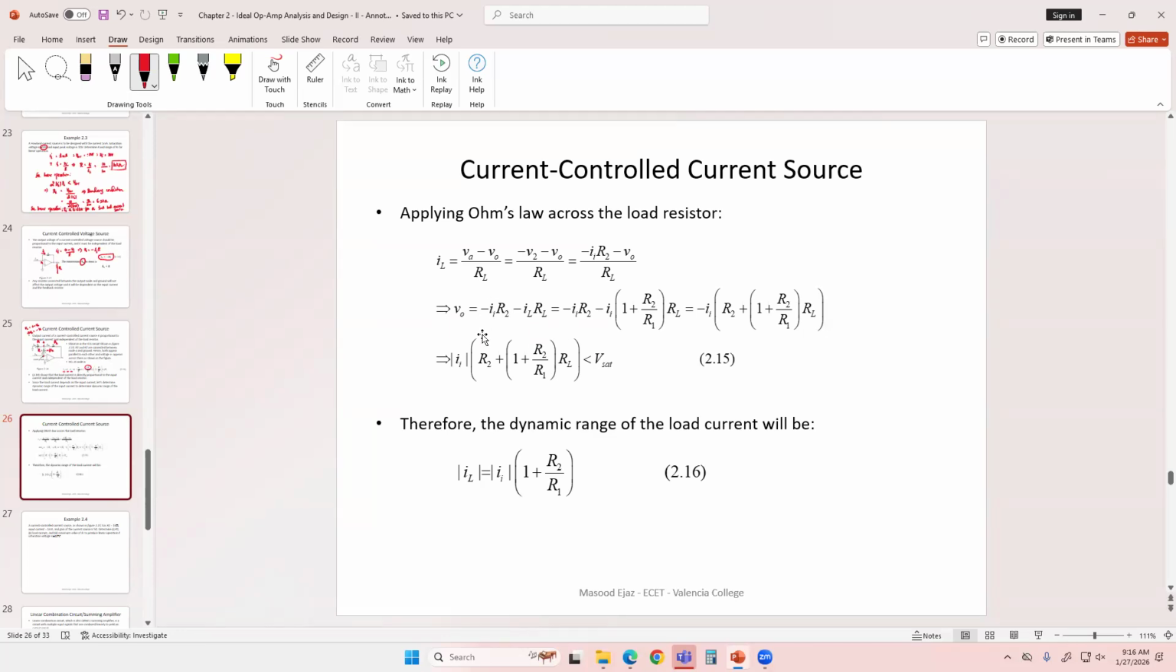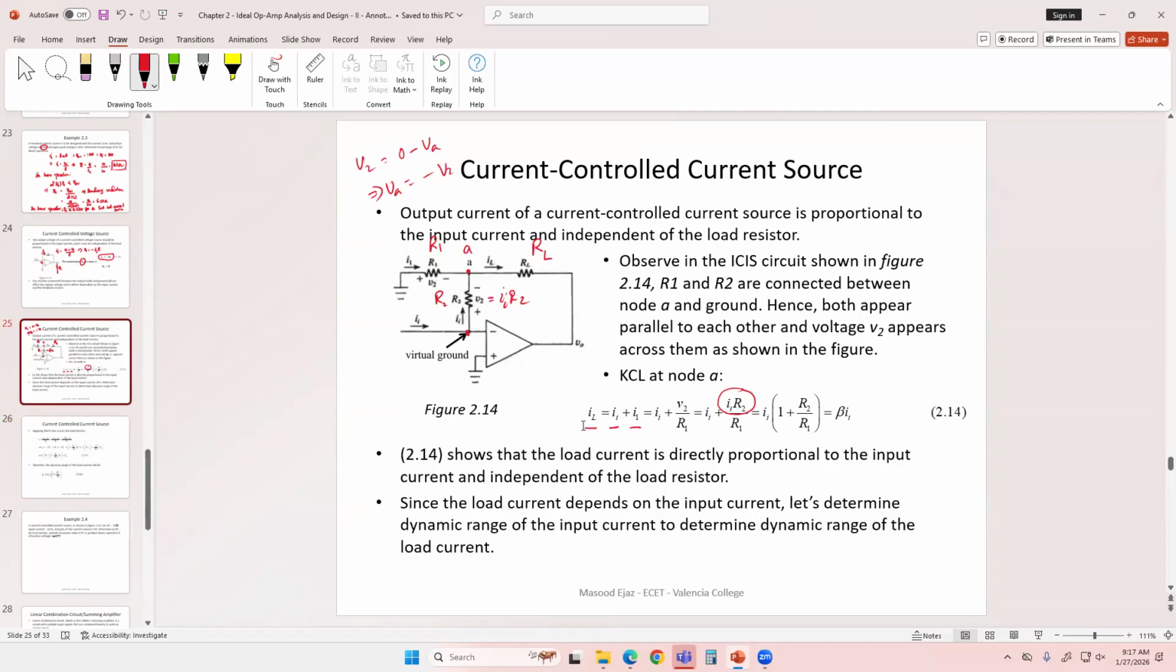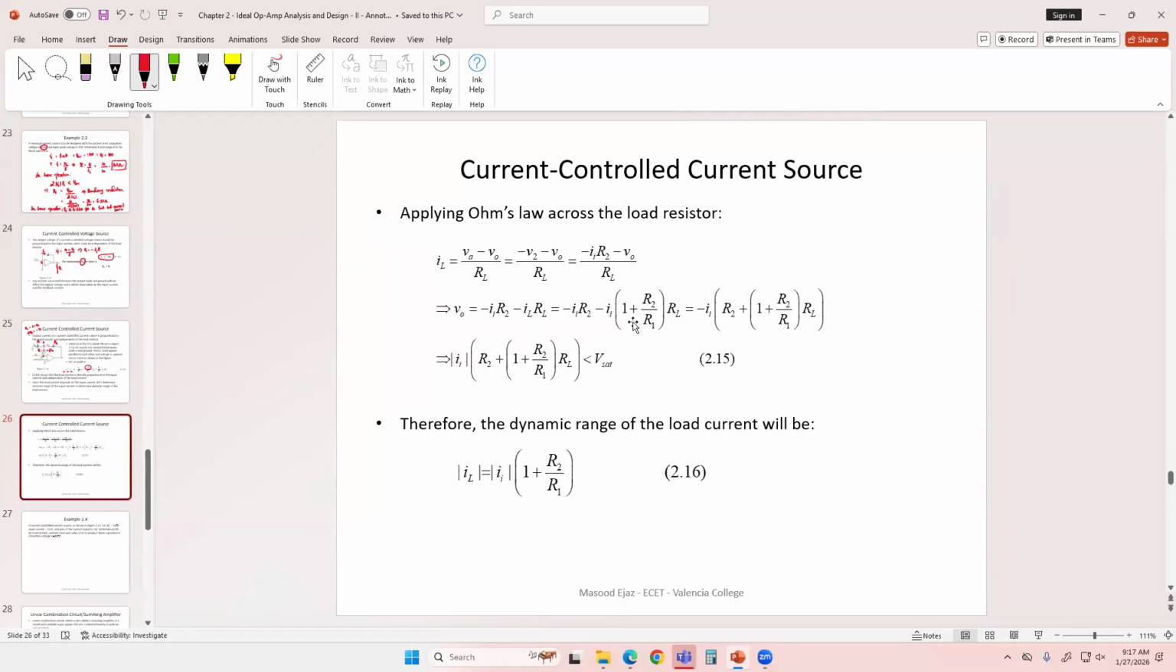And then we have, let's see. Okay, right here. So negative I input times R2, and negative I input times 1 plus R2 over R1, which is my load current right here: 1 plus R2 over R1 times I input. So we go ahead and plug that value in, and then simplify this in terms of the input current.